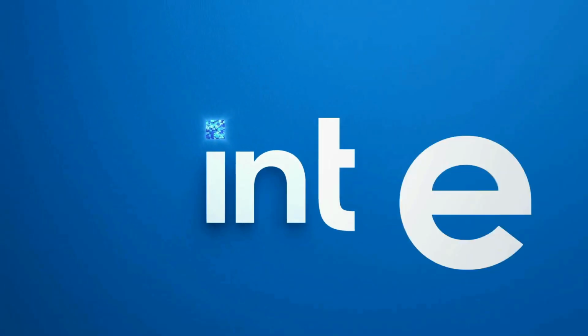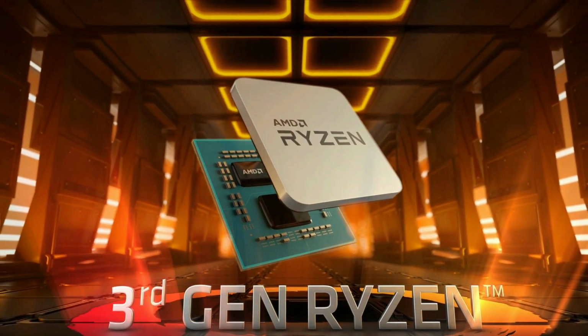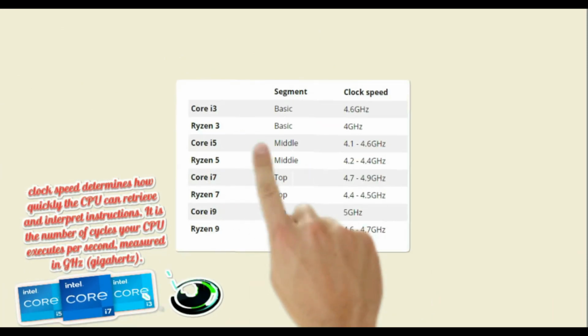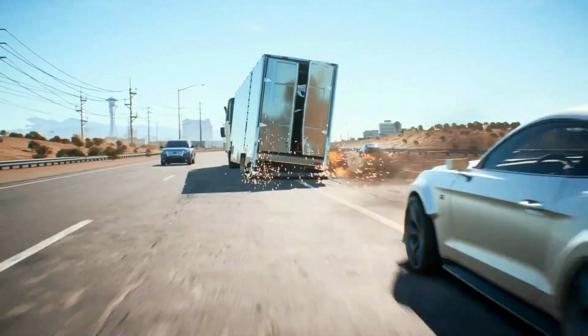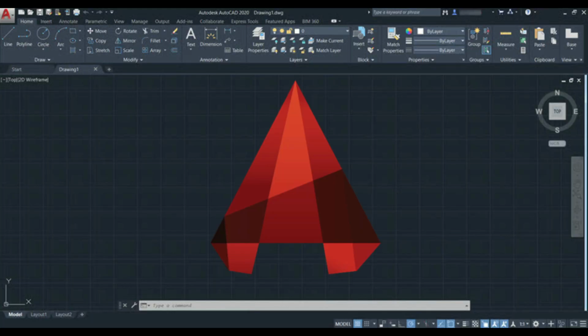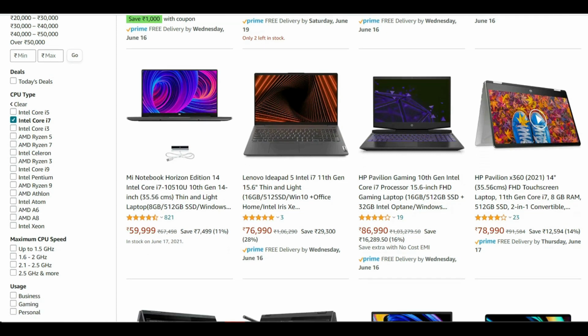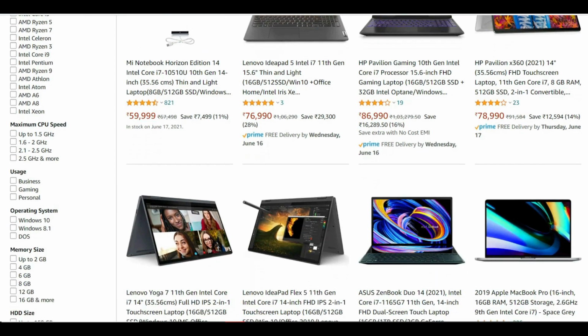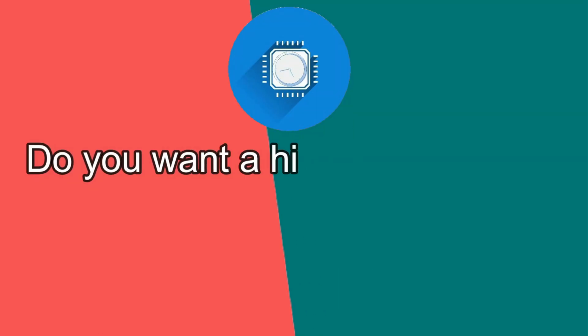Intel dominated the market for a long time, but it's a neck and neck race since AMD brought out its 3rd generation Ryzen processors. An Intel Core generation processor has a higher average clock speed than AMD processors. This is especially useful if you like to work in one application, like a game or Photoshop or AutoCAD. Intel Core processors have a higher average price but are becoming more affordable and energy efficient in the higher end segment. Do you want a higher clock speed?